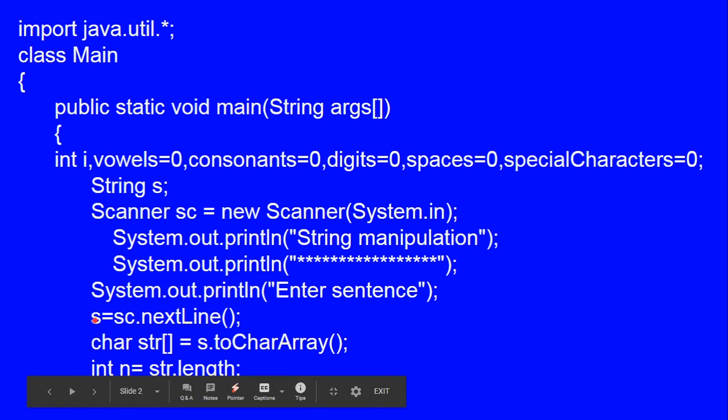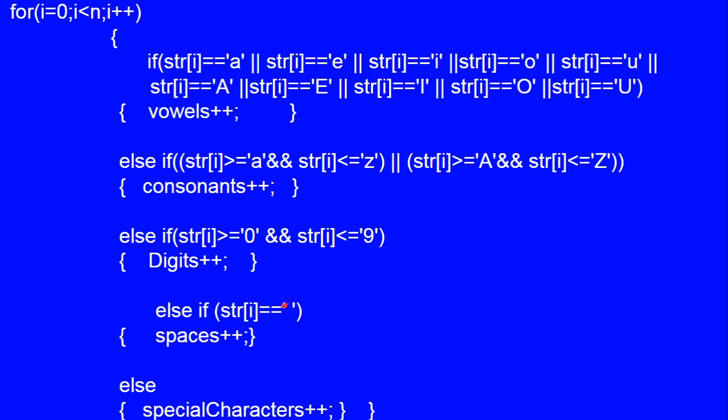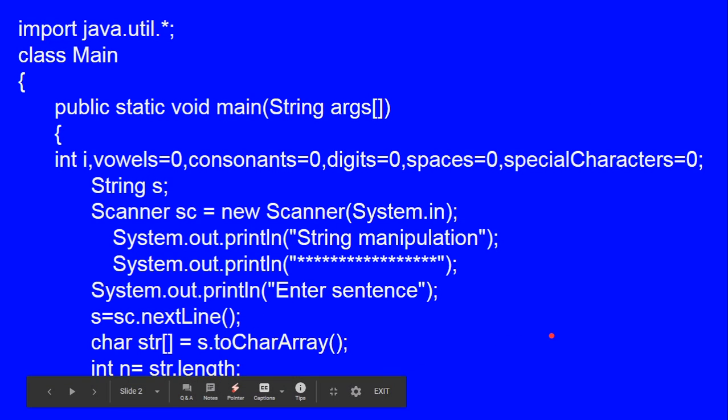Okay, so now s is equal to sc.nextLine. So whatever input we get from the input screen or from the input media is given to the variable s. Okay, so now s is having the sentence that we are typing.